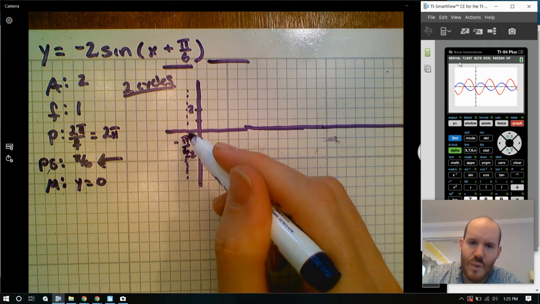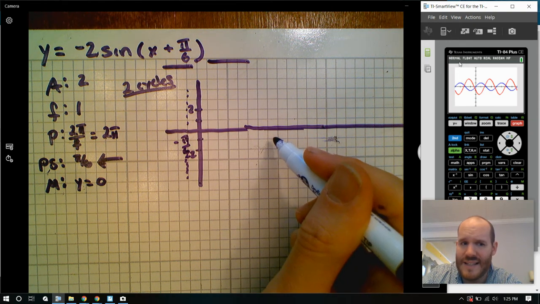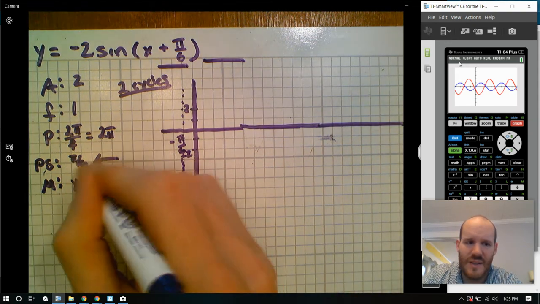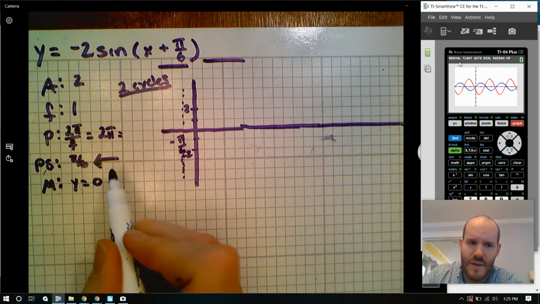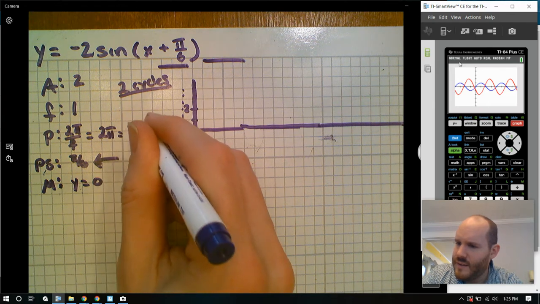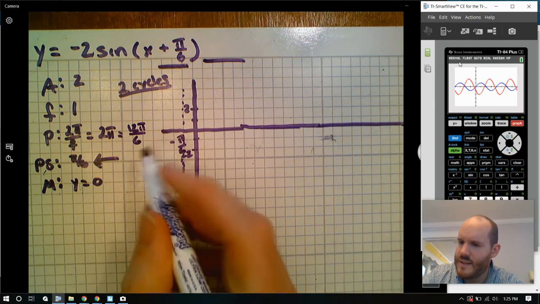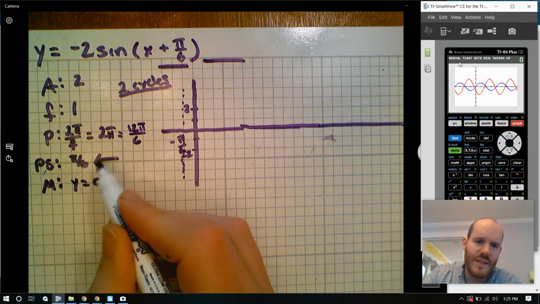I then have to go 2 pi past that. So I have to add 2 pi on to figure out where I'm going to end. But these are unlike terms, so to help me make sense of it, I'm going to rewrite 2 pi in terms of sixths. So 2 pi would be 12 pi over 6. That's an equivalent for 2 pi. And I do that because then I can combine these two values a little bit easier.